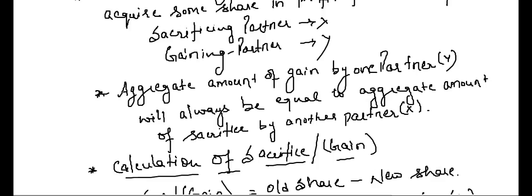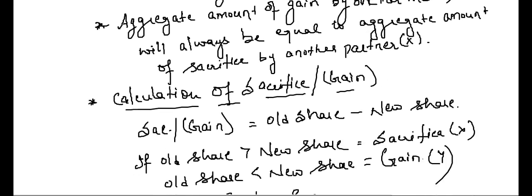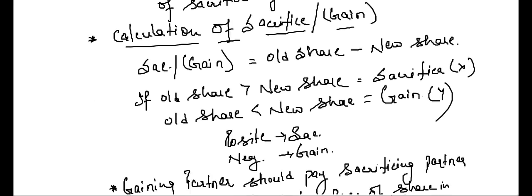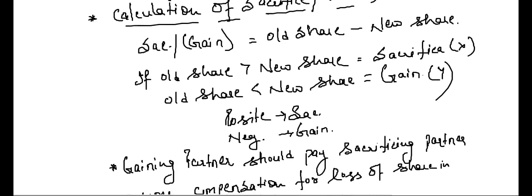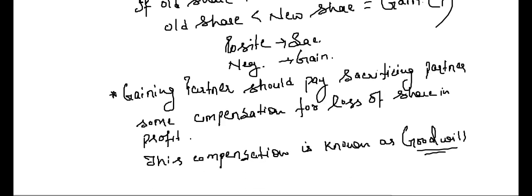The aggregate amount of gain by one partner will always be equal to the aggregate amount of sacrifice by other partners, right? Then calculation of sacrifice or gain. Sacrifice or gain will be calculated by the formula of old share minus the new share. If it is positive, then it is a sacrifice, that means old share is more than new share. If it is negative, then it is a gain for the partner, that means the new share is more than old share. Then the gaining partner should pay goodwill to the sacrificing partner for the loss of share in profit. Clear?